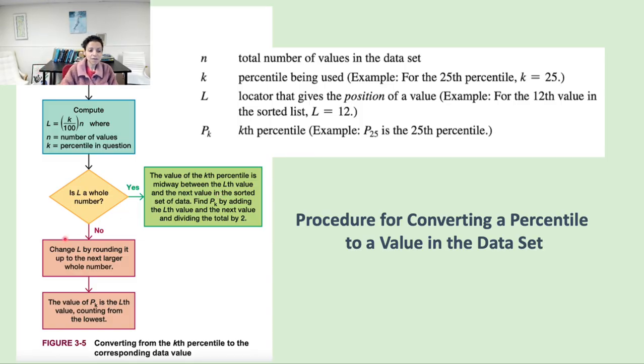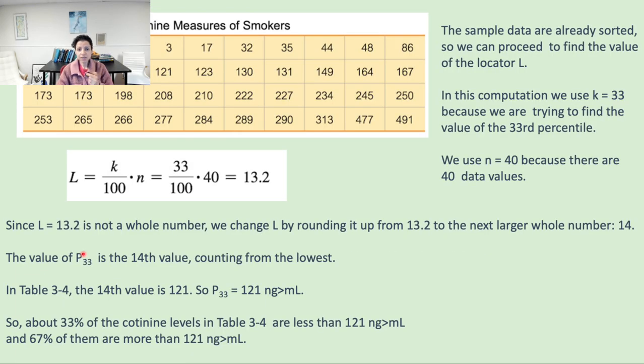But if L is a fraction, if it is not a whole number, we round up to the next number. So let's say we get L and L is 12.3. We round 12.3 to 13, and then the value that's in the 13th position, that is our percentile. Okay? So let's do an example of this.